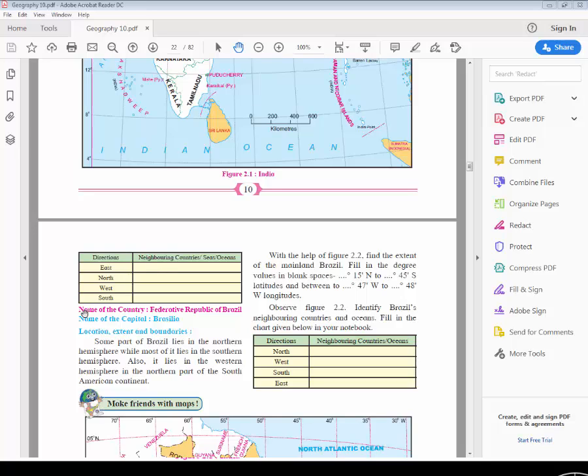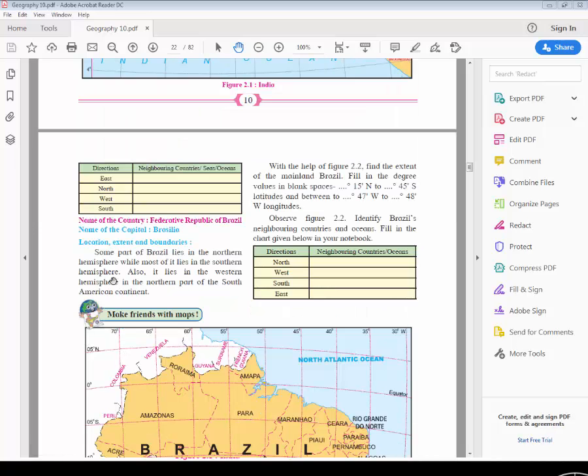The second country is the Federative Republic of Brazil. The name of the capital is Brasilia. Location, extent and boundaries of Brazil. Okay, now we are going to study the location, extent and boundaries of Brazil. Some part of Brazil lies in the northern hemisphere while most of it lies in the southern hemisphere. Also, it lies in the western hemisphere in the northern part of the South American continent.